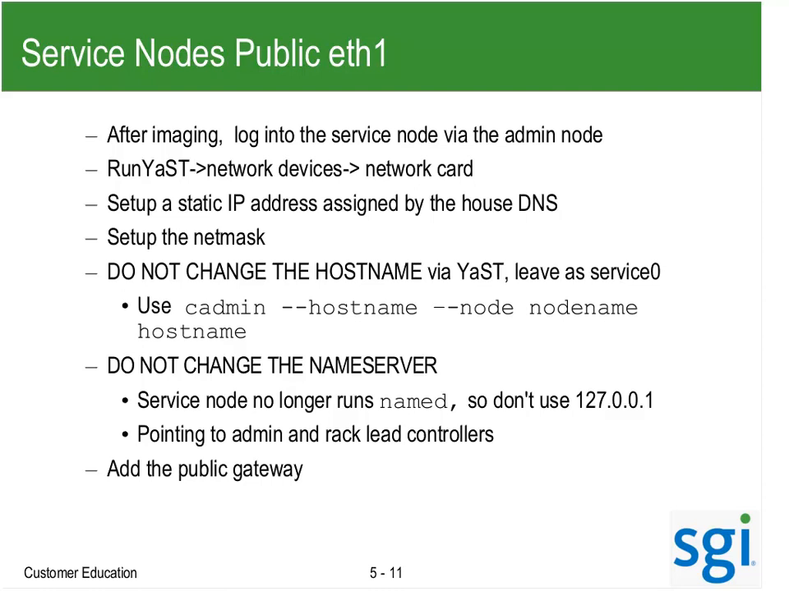Also, don't go in and change the name server when you're in YaST trying to configure ETH1. We'll get into where the name servers are running later. Also add in the public gateway to ETH1. So there will be steps on that. This is the point where you're going to be debugging and rediscovering over and over until you get things working. You will get sick of Discover by the end of tomorrow.